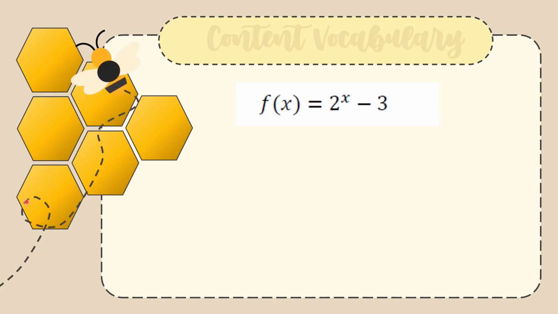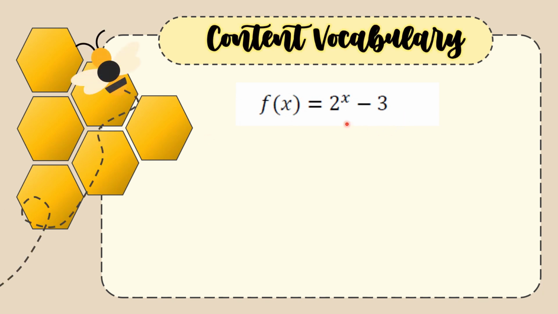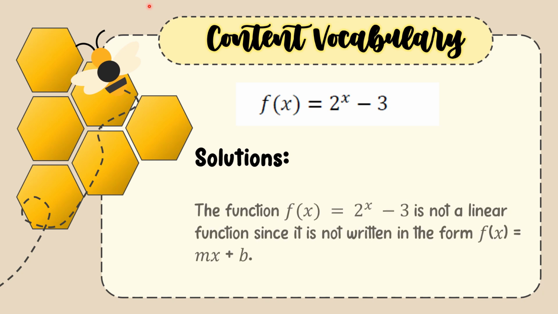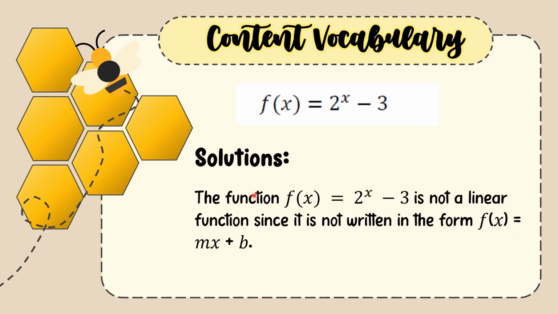Next, we have f(x) = 2^(x - 3). As you can see, the variable x here is our exponent. Now, when our exponent is a variable, any number could be the value of x. So, this is not a linear function since it is not written in the form f(x) = mx + b.